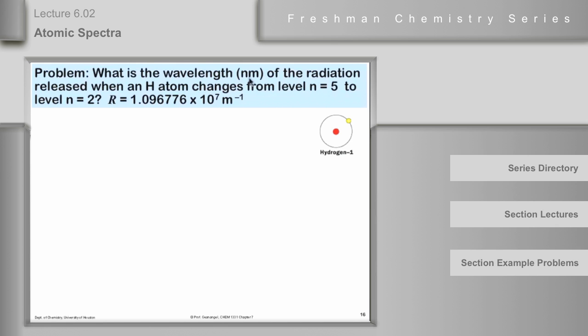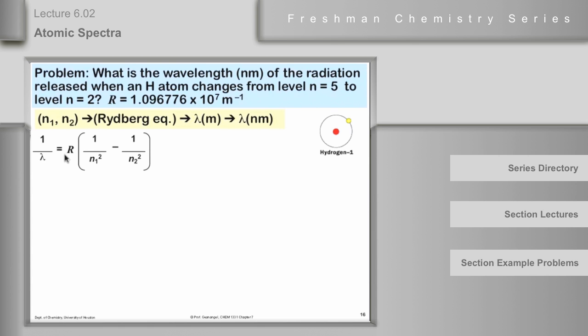What is the wavelength in nanometers of the radiation released when a hydrogen atom changes from level n is equal to 5 to n is equal to 2? This is in the Rydberg equation. And this is the Rydberg constant. So to answer this problem, we're going to take the value of n1 and n2. First of all, we have to decide which of these is n1 and which of these is n2. Then we're going to plug those into the Rydberg equation. The Rydberg equation solution will give us lambda in meters, and then we can convert meters to nanometers.